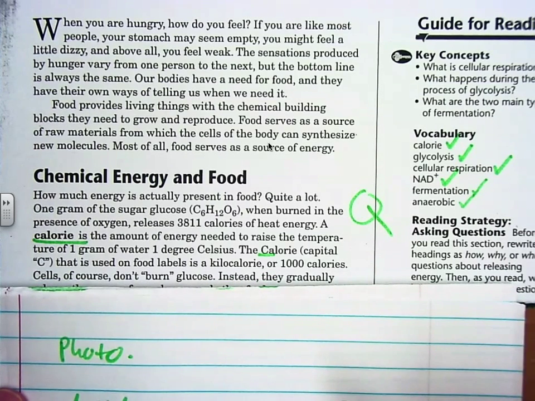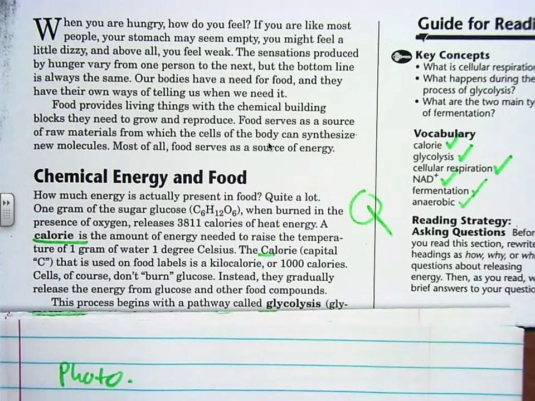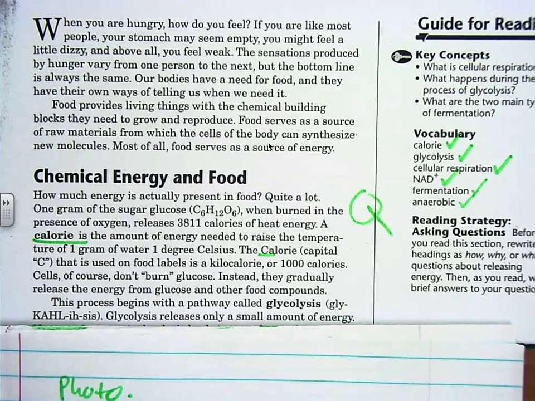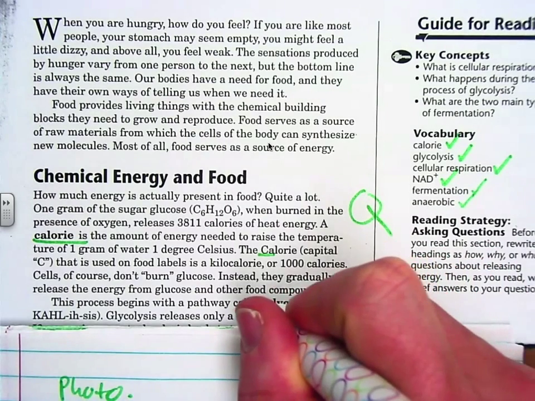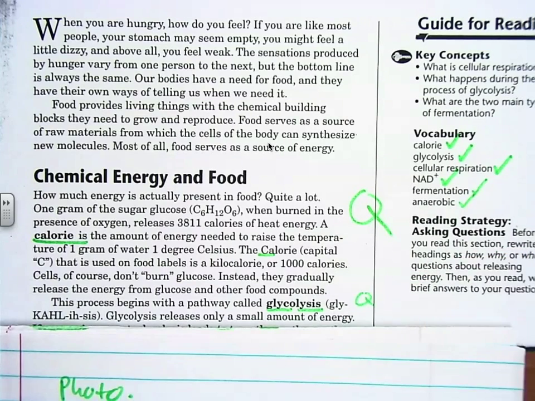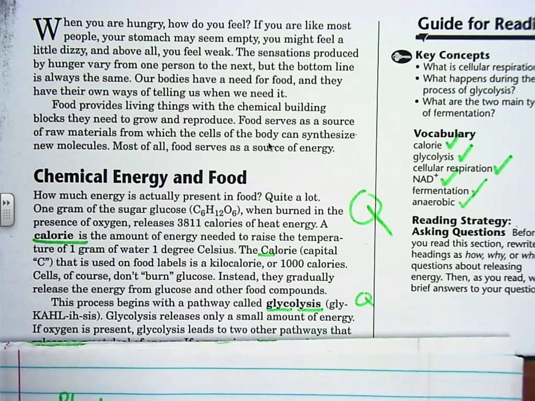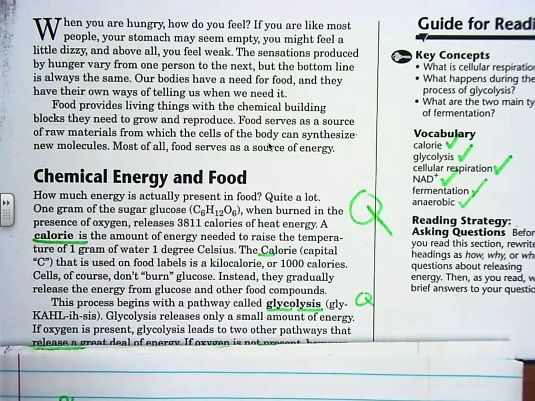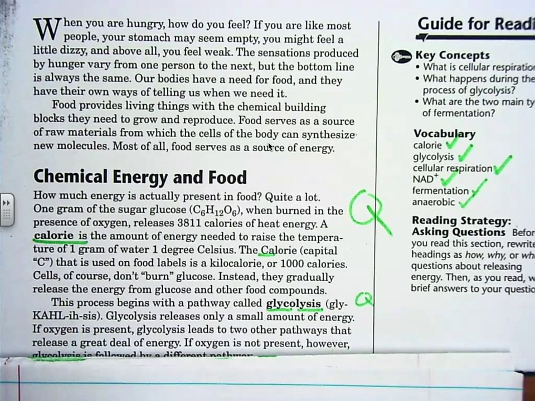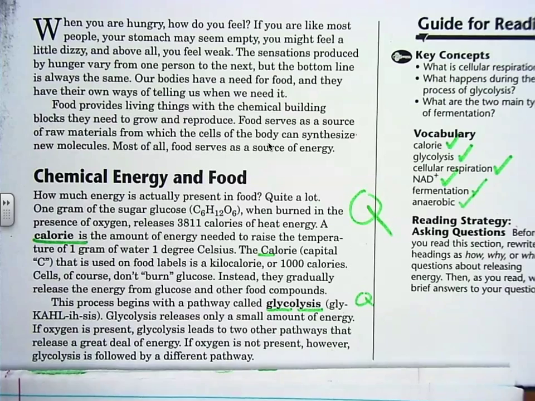Cells, of course, don't burn glucose. Instead, they gradually release the energy from glucose and other food compounds. This process begins with a pathway called glycolysis. Glycolysis, and here's a great question, glyco means sugar, lysis means to break apart. Another great quiz question. Glycolysis releases only a small amount of energy if oxygen is present. Glycolysis leads to 2 other pathways that lead to a great deal of energy. If oxygen is not present, however, glycolysis is followed by a different pathway.